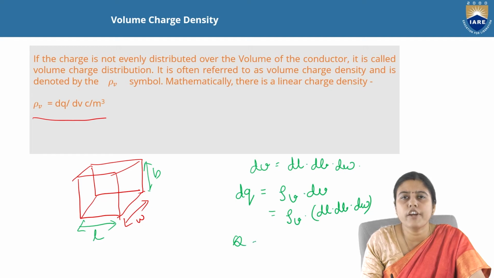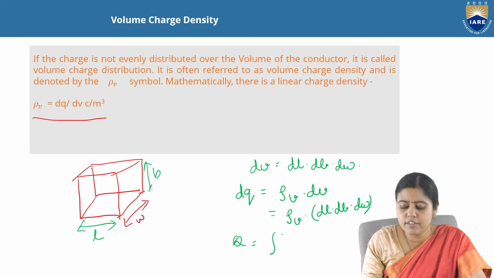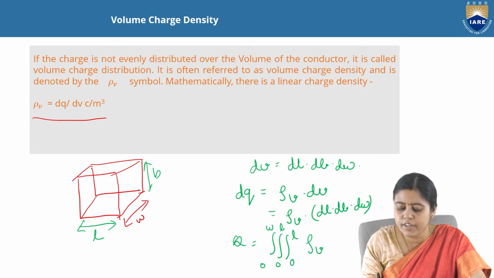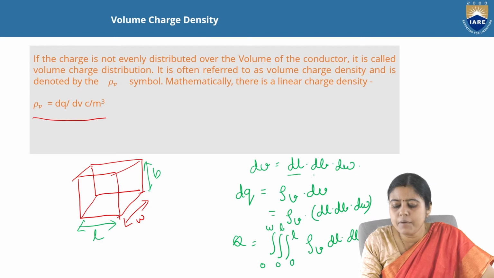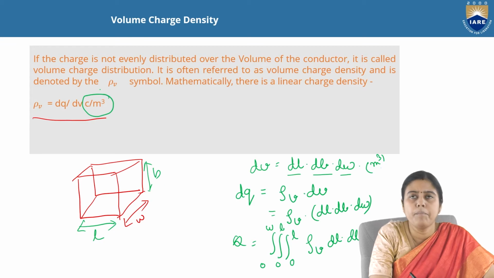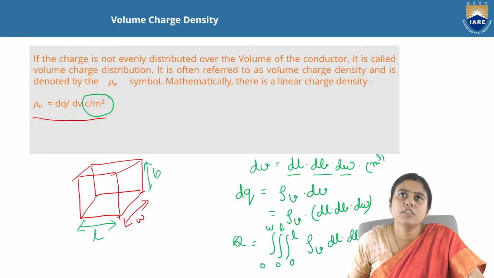So how many times integration will it have? It must have 3 times integration. So integration 0 to L, 0 to B, 0 to W of rho V dl dv dw. And what will be the unit? Meter, meter, meter. So the unit is meter cube. So it is coulomb per meter cube. The unit is coulomb per meter cube. So this is called the volume charge density.